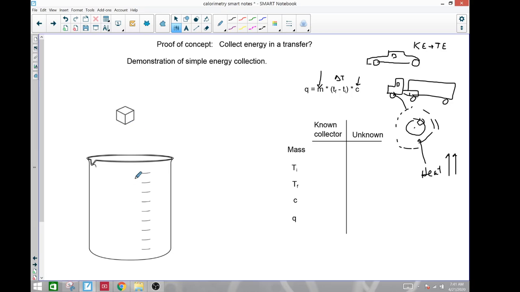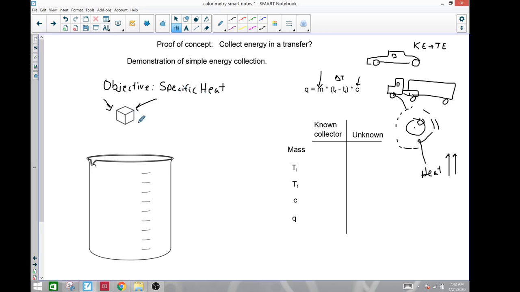Okay. So, a simple example here, just proof of concept: can I collect energy as I transfer it? I have a block here, and my objective in this little side objective is just to determine the specific heat. This is a pretty common demonstration we do in class all the time. So I have a block, and I'm going to try to find the specific heat of that block. I'm going to show my proof of concept here, and we're going to get a good look at specific heat.